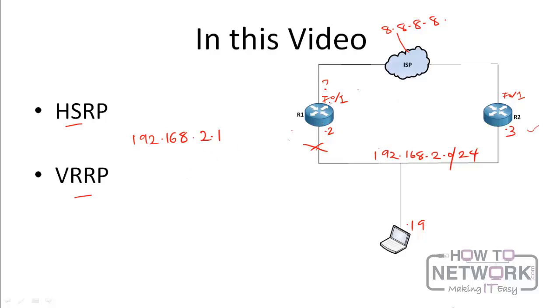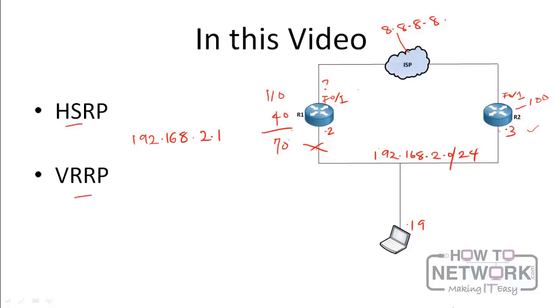So we're going to track this link. If this link goes down, we're going to decrement the priority. The priority was 110 earlier, and if it goes down, we're going to decrement the priority by 40, so that the priority will become 70. Then R2's priority, which is 100, will be greater, and because of that, it's going to become the active router.